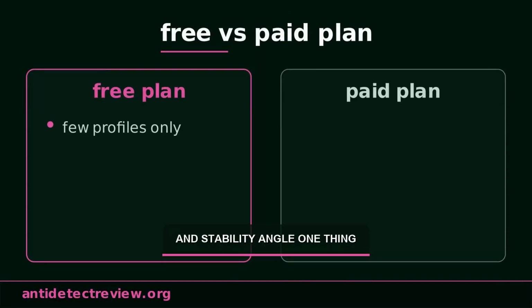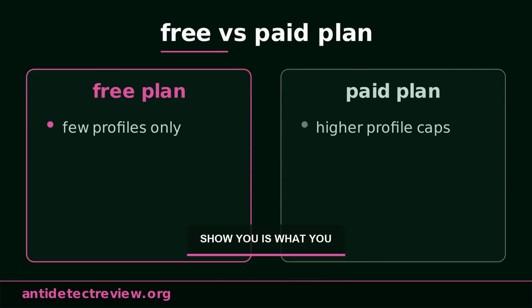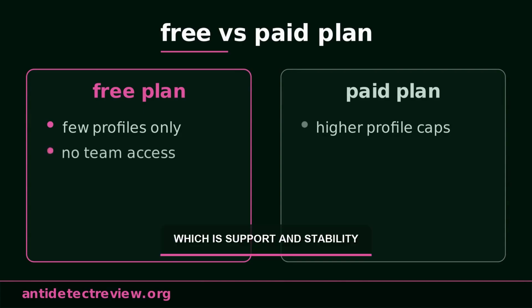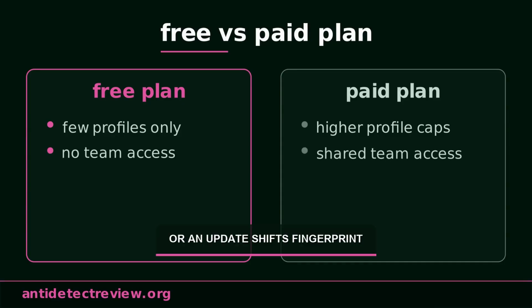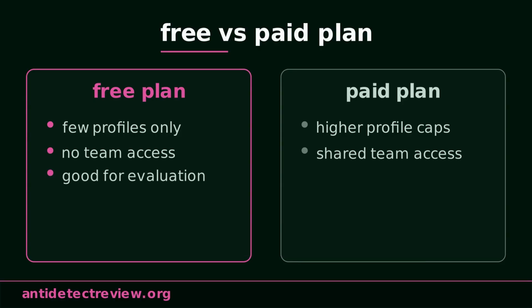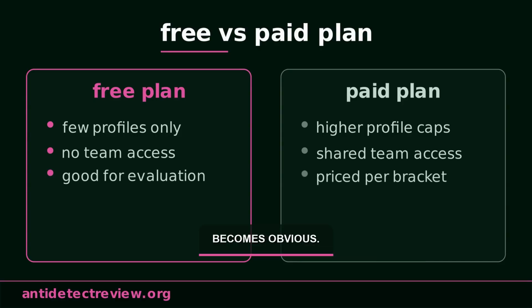The support and stability angle. One thing a free plan cannot fully show you is what you are really paying for later, which is support and stability at volume. When a proxy pool goes bad across dozens of profiles, or an update shifts fingerprint values, the value of responsive support becomes obvious.